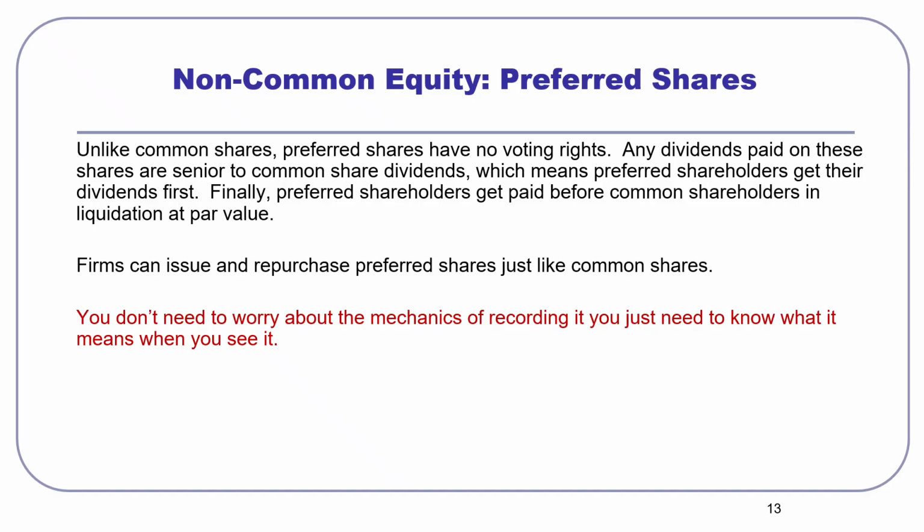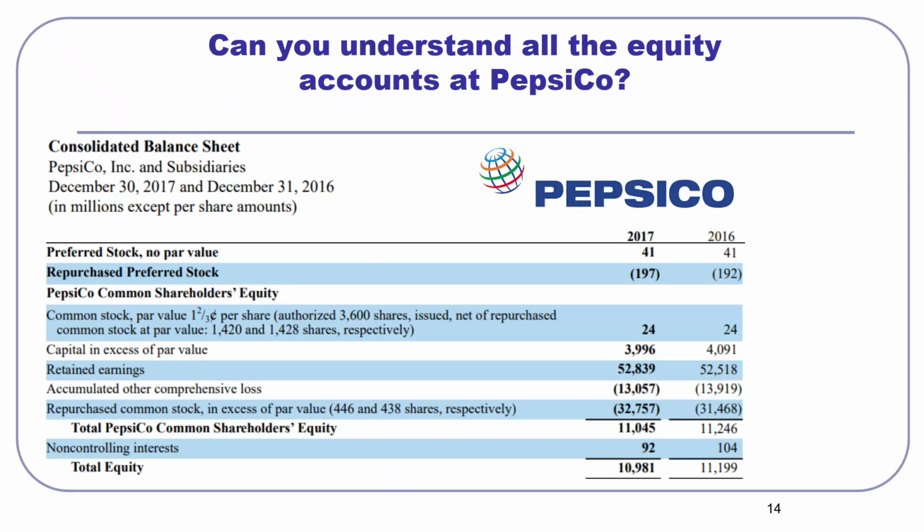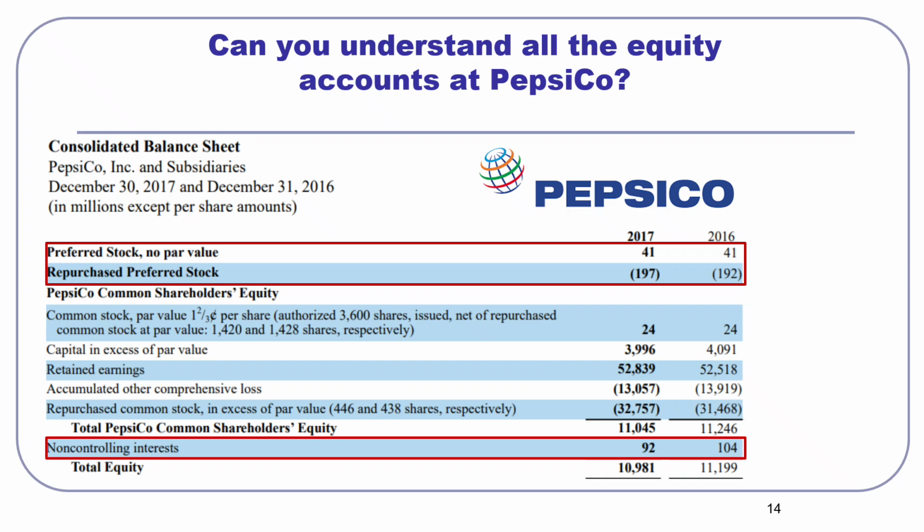So let's take a look at a shareholder's equity statement of a real firm to put all these issues together. Let's look at the equity section of PepsiCo's fiscal year 2017 balance sheet. Total equity is $10.981 billion. Let's start with the non-common equity accounts first. You can see PepsiCo has non-controlling interest of $92 million, which captures the portion of controlled entities' equity that PepsiCo does not own.